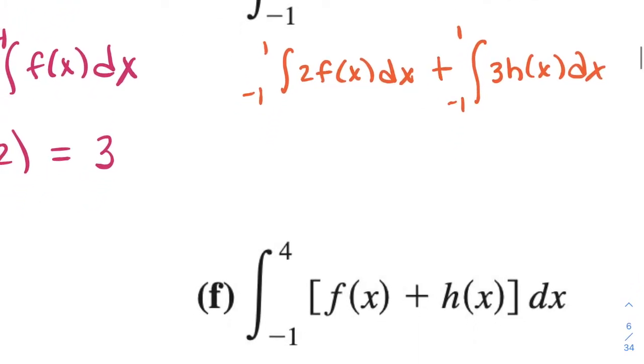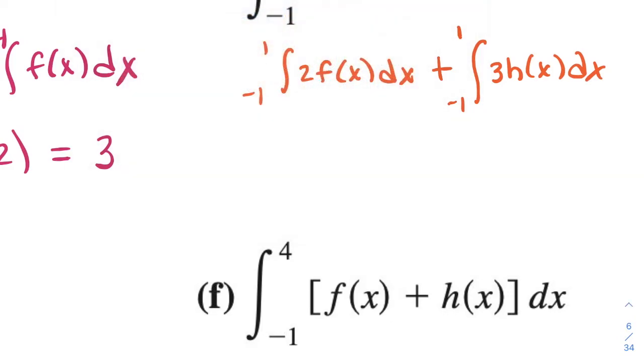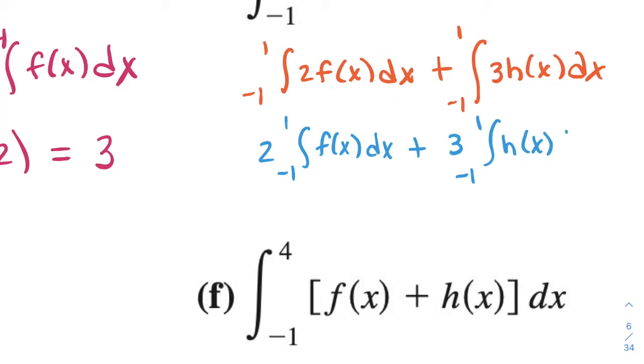And then in our next step, we'll factor out the 2. So it'll be 2 times the integral from negative 1 to 1 of f(x) dx, plus 3 times the integral from negative 1 to 1 of h(x) dx.